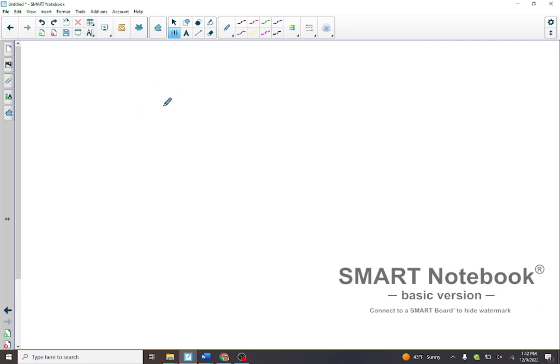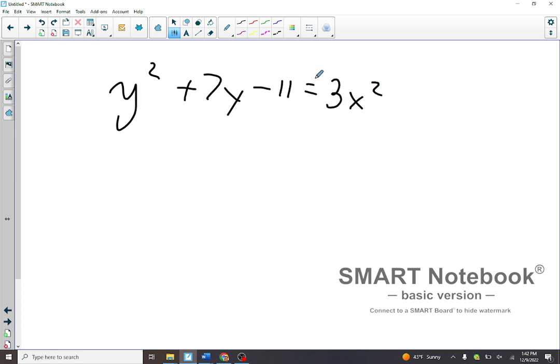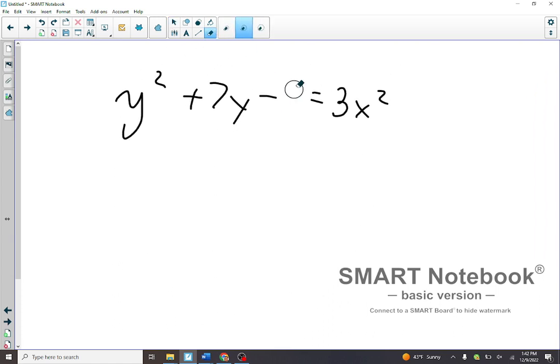Let's deal with something with multiple y's. Y squared plus 7y minus 11 equals 3x squared. In this case, all the y's are on one side, all the x's or everything else is on the other side. I guess I can move the negative 11 over here. No, I can't do it by itself. So let's add 11 on both sides. And then all my y's are on one side, all my x's, or everything else, is on the other side.